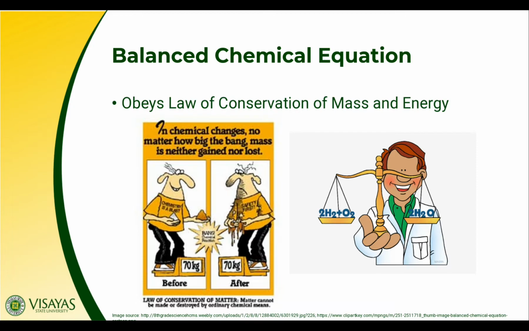Now, a balanced chemical equation obeys the law of conservation of mass and energy. This means that although the reactants are changed or converted to products, our products will have the same mass as the reactants. The total mass of the reactants is equal to the total mass of the products, okay? So matter is neither created nor destroyed by ordinary chemical means, okay? We have here 70 kilos before. After the chemical reaction, it should still be 70 kilos, for example.